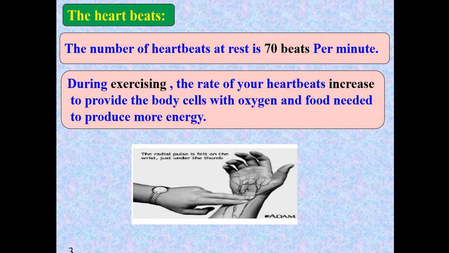During exercising, the rate of your heartbeats increases. When you do exercise, when you do sport, the rate of your heartbeats will increase. You will feel it going blub dub faster and faster. Why will it increase? To provide the cells with oxygen and food needed to produce more energy. So the heartbeats will increase during exercise to provide the body cells with oxygen and food needed to produce more energy.